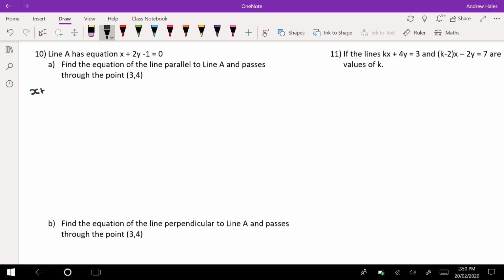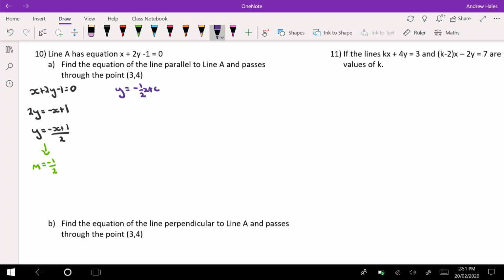So x plus 2y take 1 is equal to 0. So that means that 2y is equal to negative x plus 1. Now I just need to divide everything by 2, because dividing everything by 2 is going to get me my gradient intercept form. Negative x plus 1 over 2. Now from this, I can tell that my gradient is equal to negative 1/2. So therefore, my line has equation negative 1/2 x plus c.